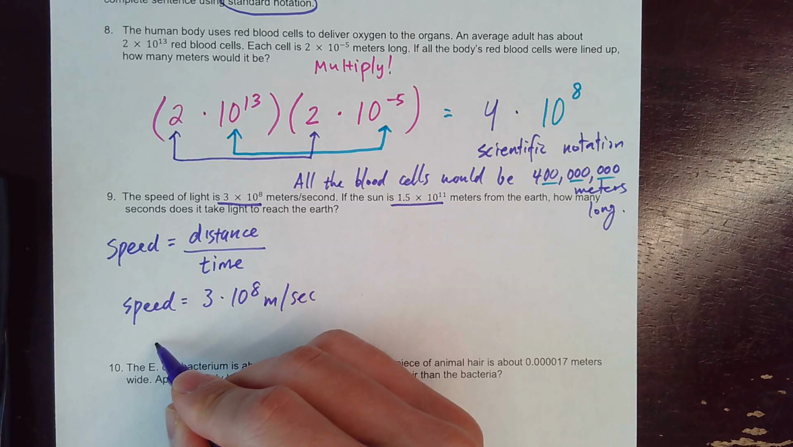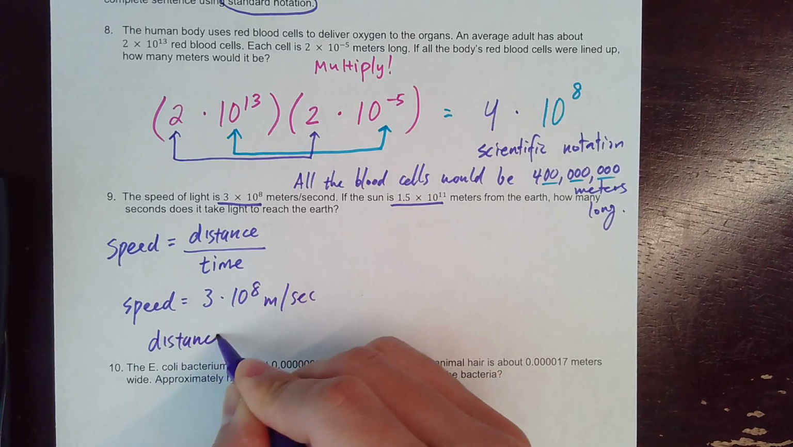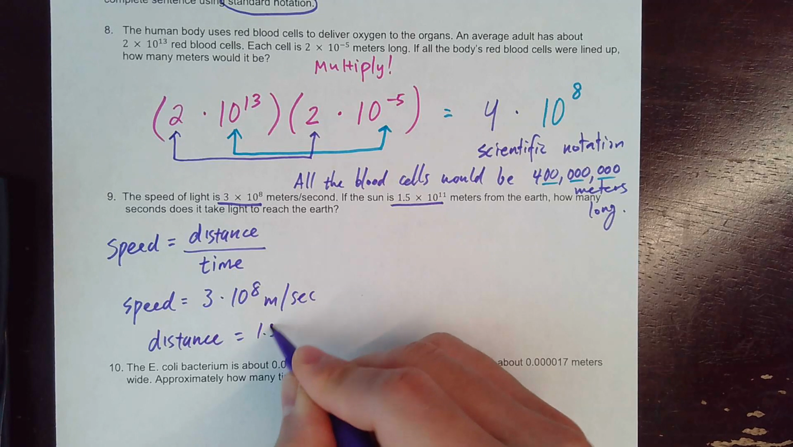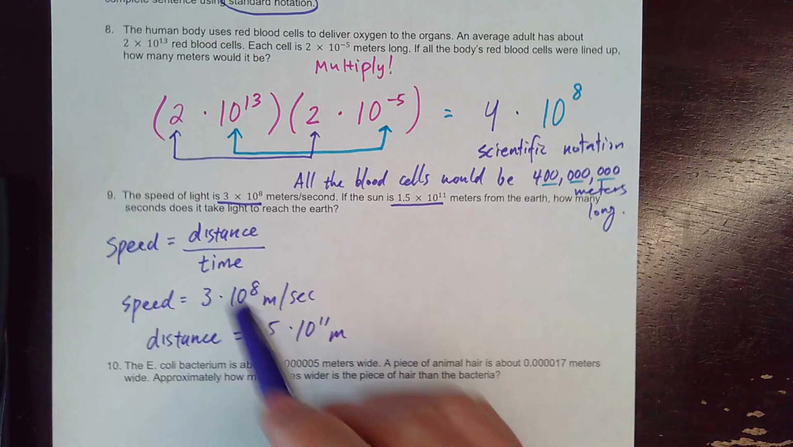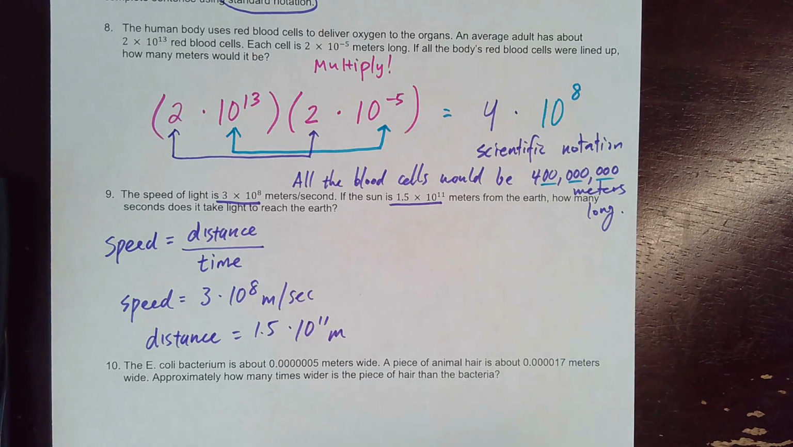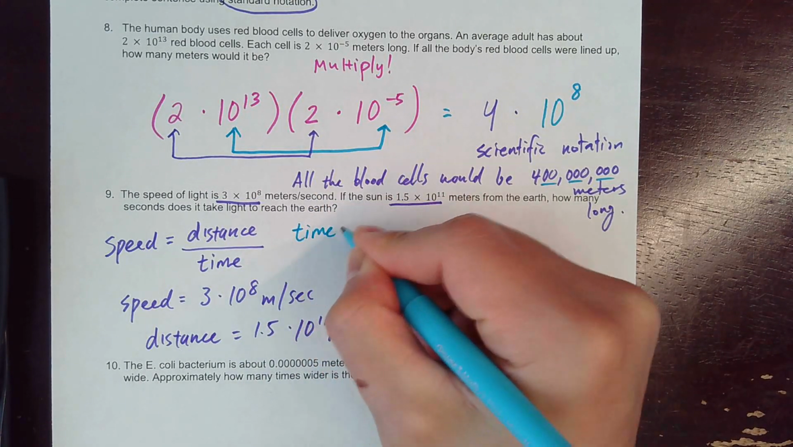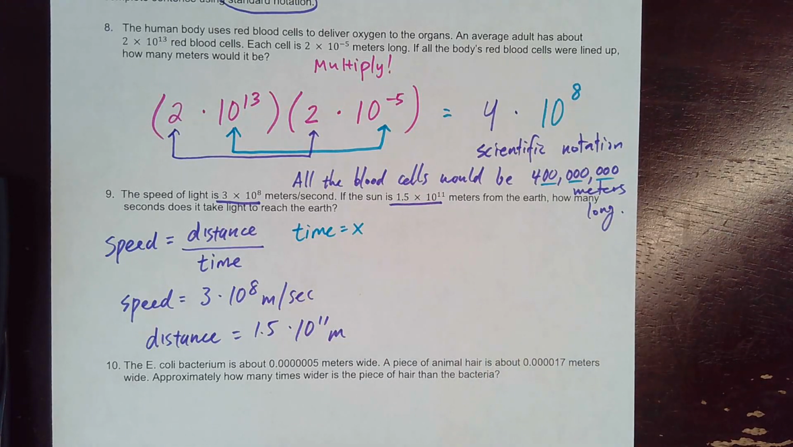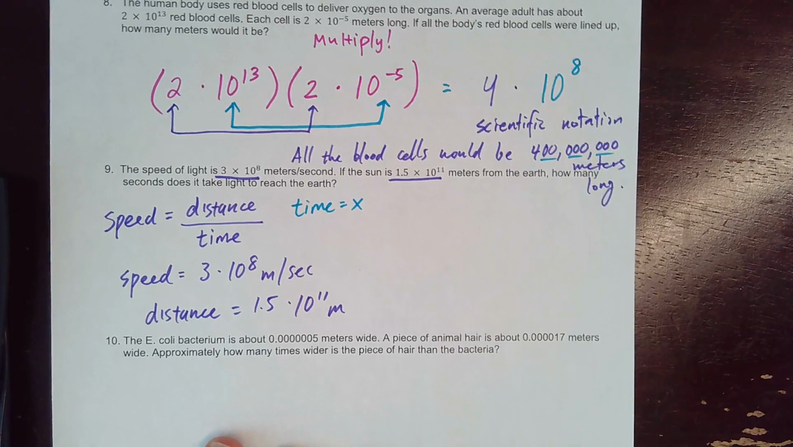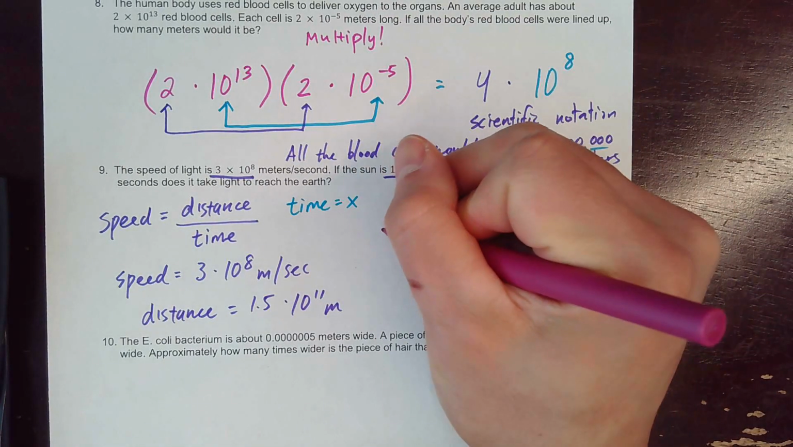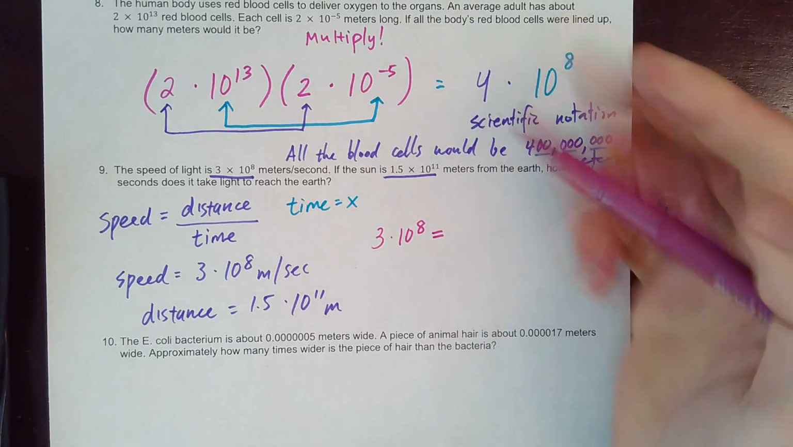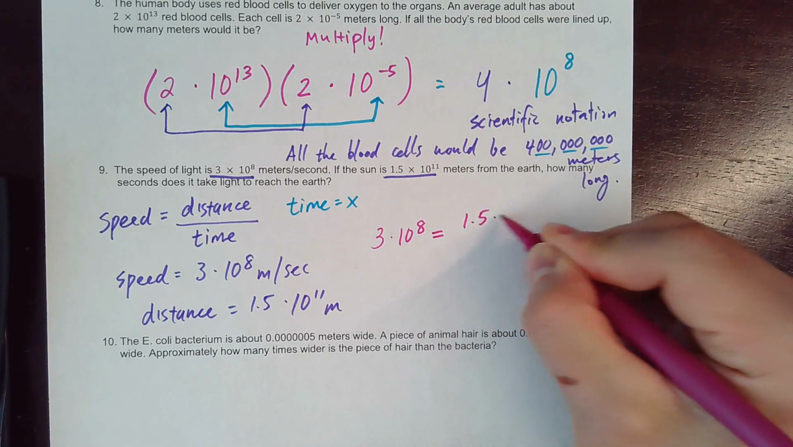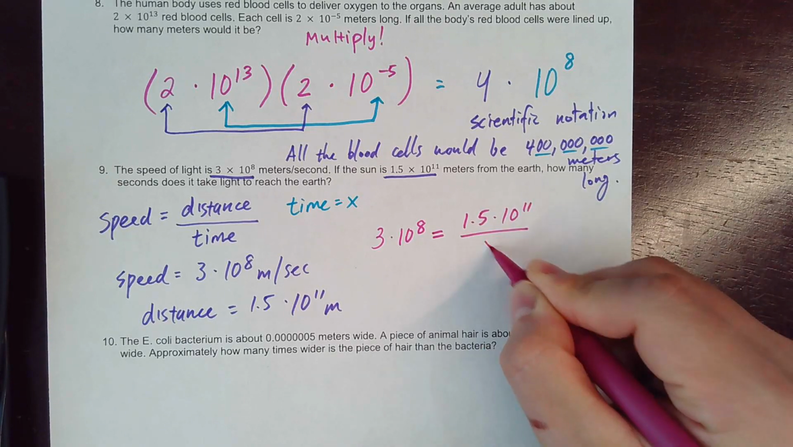The distance is going to be 1.5 times 10 to the 11 meters. And we don't know what time is, so let's just call time x. All right, so if I set it up as it's seen now, you would literally do 3 times 10 to the 8th is equal to 1.5 times 10 to the 11 over x.